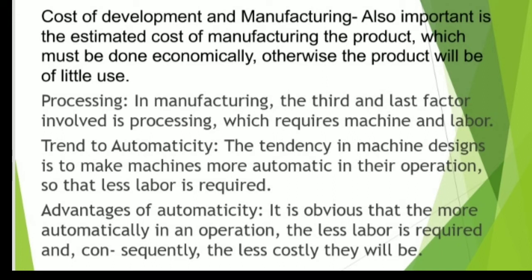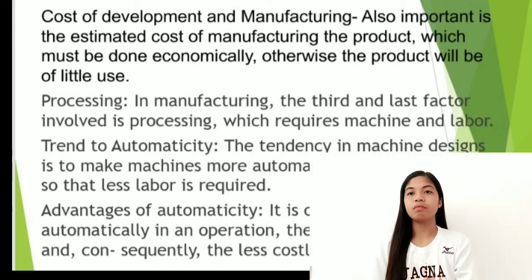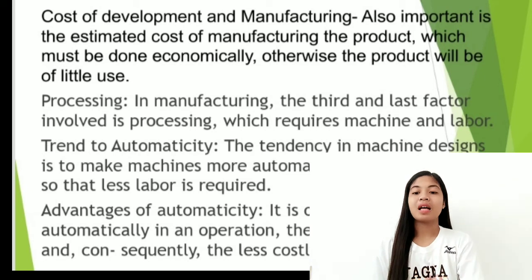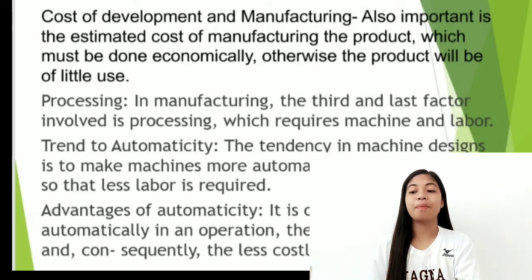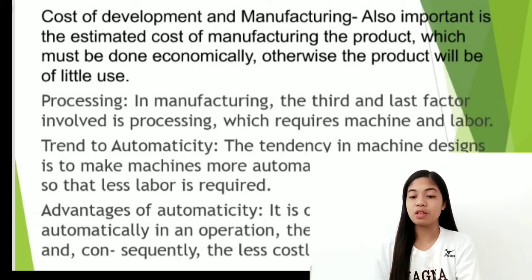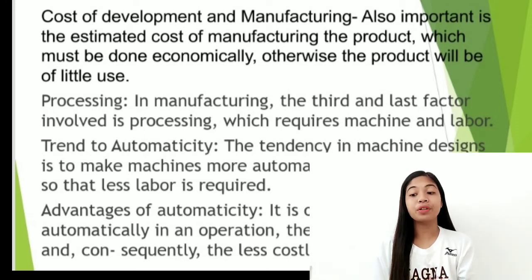Processing. In manufacturing, the third and last factor involved is processing, which requires machine and labor. For example, the manufacture of safety razor blades uses highly automatic machines, several of which may be tended by one person. Other processes, however, may require 2 or 3 or more attendants to a machine.